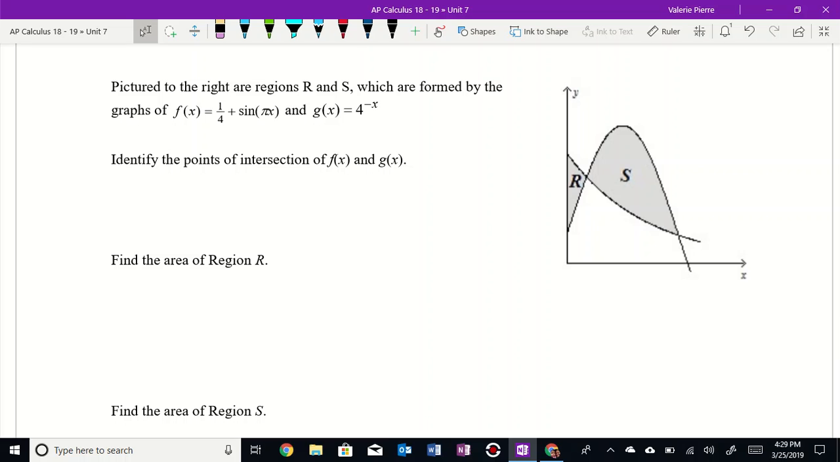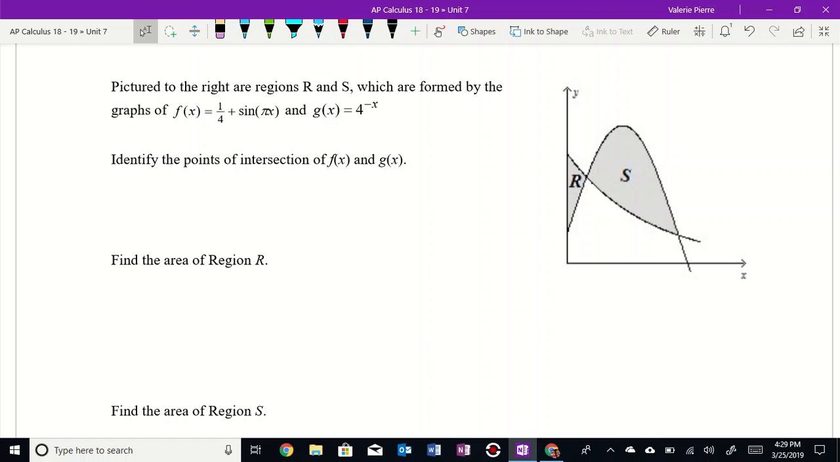So now we run into a problem where the two functions can be interchangeable when it comes to which one is the higher function and which one is the lower function. So here we have the regions R and S, which are formed by the graph f of x equals 1/4 plus sine pi x, and g of x equals 4 minus 4 to the negative x.